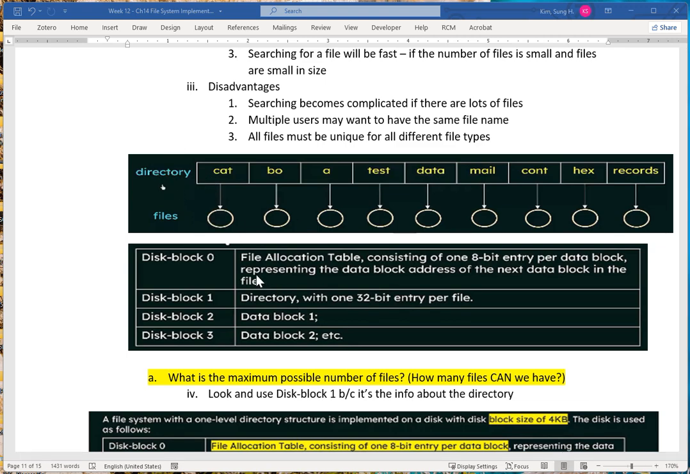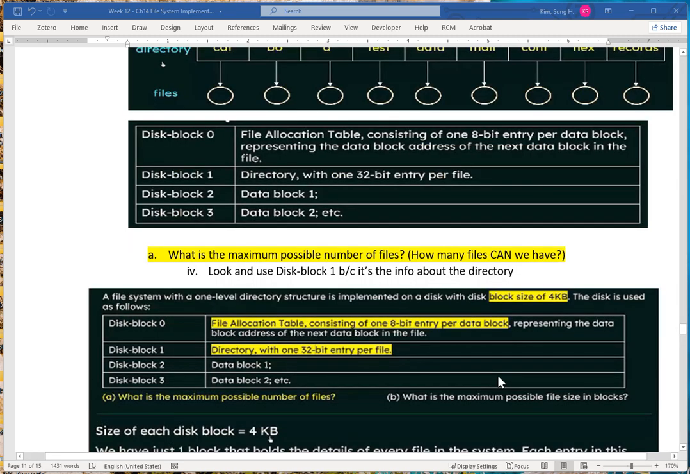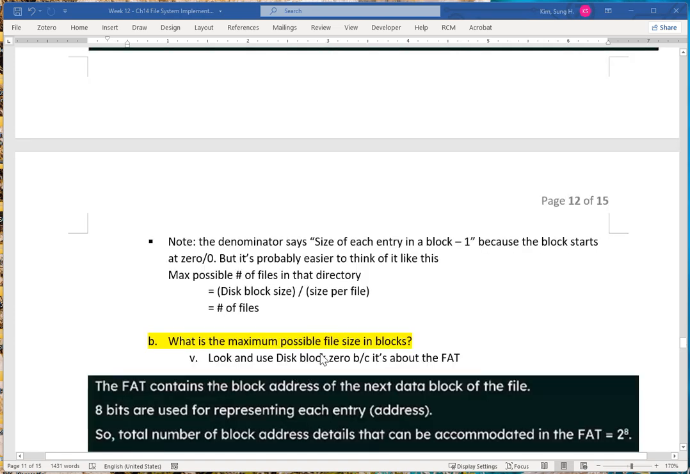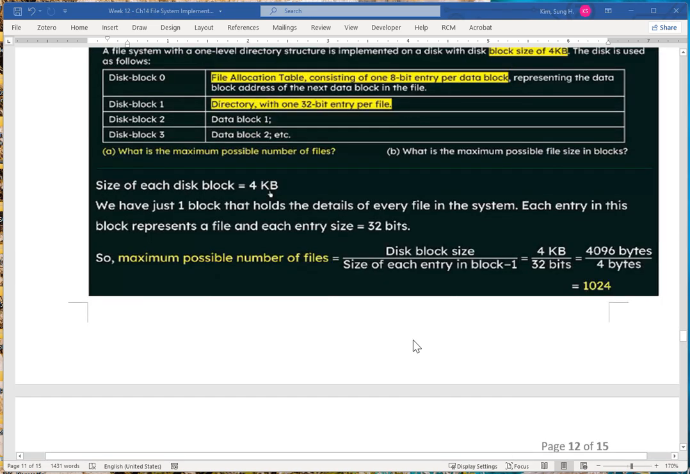Okay, and then disk block 0. It tells you that it consists of an 8-bit entry per data block, right? And then block 1 has a directory with a 32-bit entry per file. And then it's a similar question to before. What's the maximum possible number of files? How many files can you put in, right? And the second question I'm going to be asking is, what's the maximum file size? So what's the biggest file size you can put in that system, right? So let's do that.